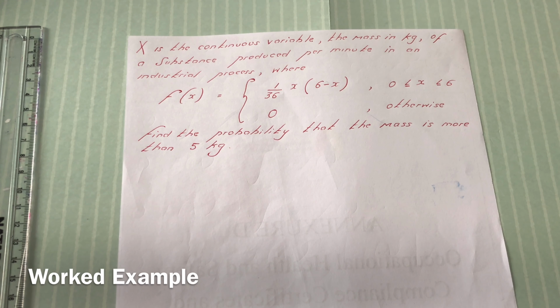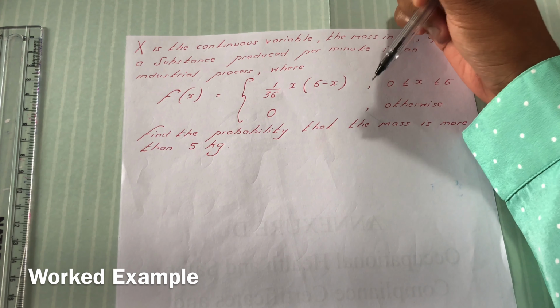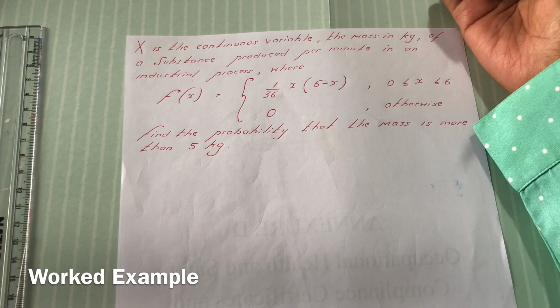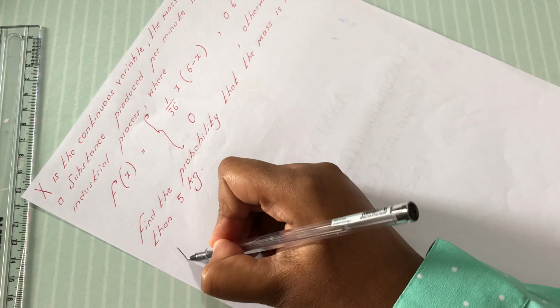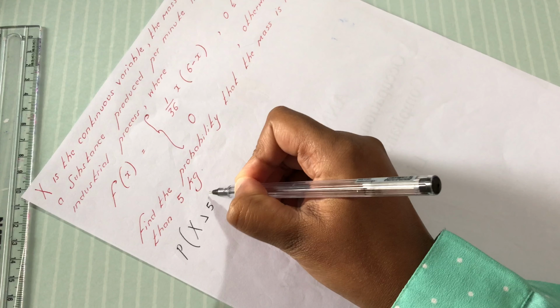Next question. X is the continuous variable, the mass in kg of a substance produced per minute in an industrial process where the function is 1 over 36 x times 6 minus x. This function is valid for x lies between 0 and 6. Find the probability that the mass is more than 5 kg. So we need to find what? The probability of x is greater than 5.